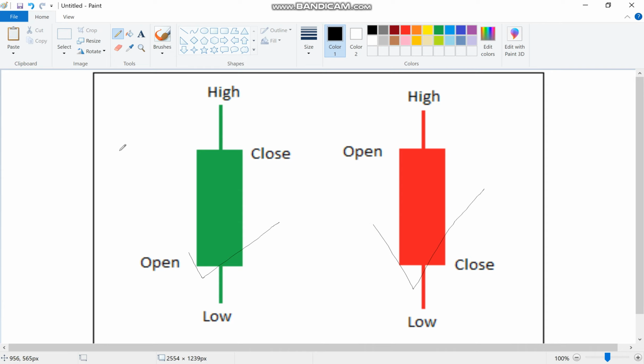As we can see in the figure, in the green candlestick, this place shows the opening price of the market or the stock you want to choose, and this part shows the closing price, and similarly it is exactly opposite in the case of the red candlestick.